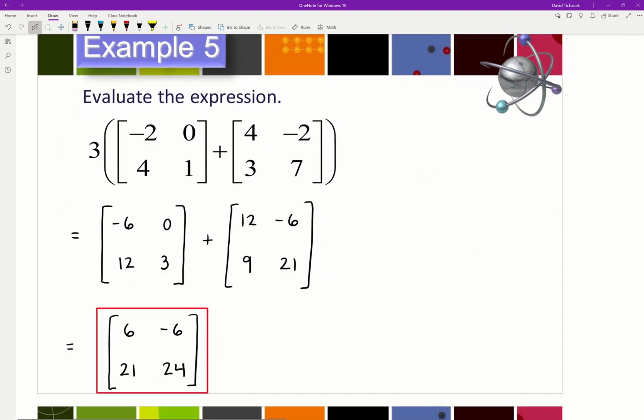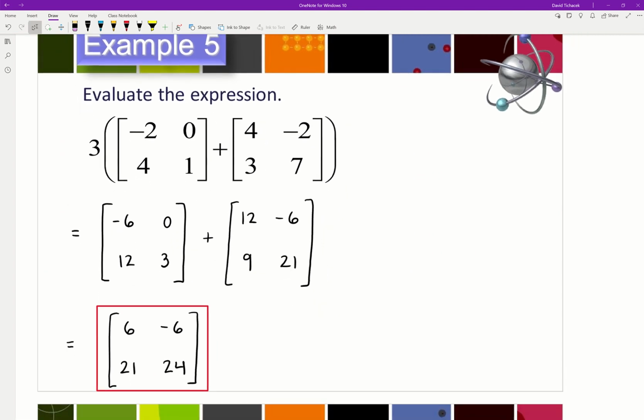So here in example 5, I've already done this example as well. This is just to point out that those properties do in fact work. What you see me doing here is that I have a sum of matrices that I'm taking times the scalar of 3. The first thing that I'm going to do here, of course, is go ahead and distribute this 3 to both matrices.